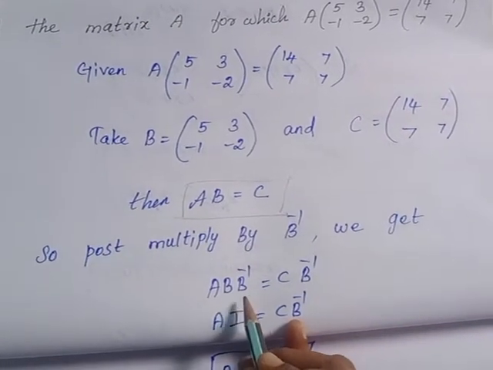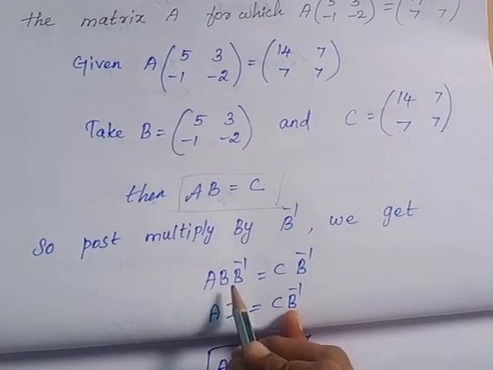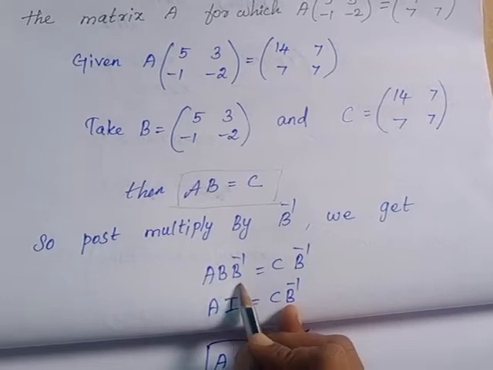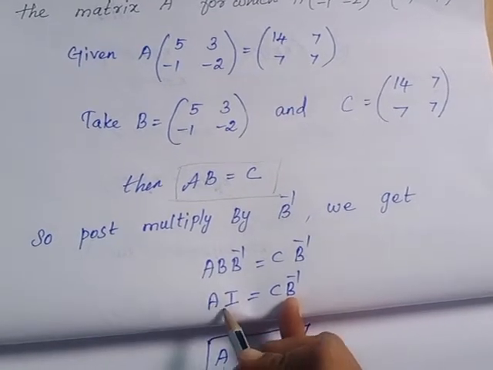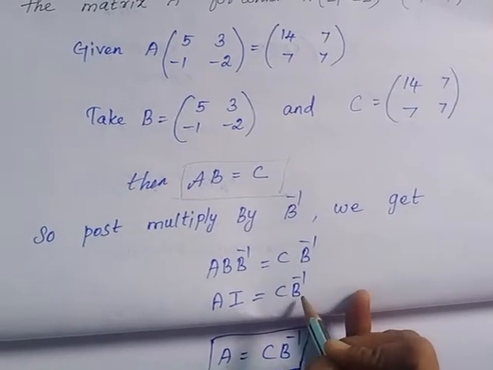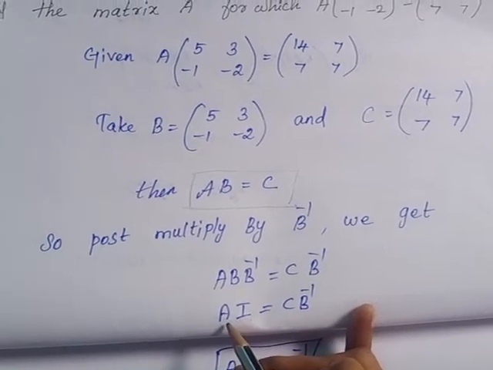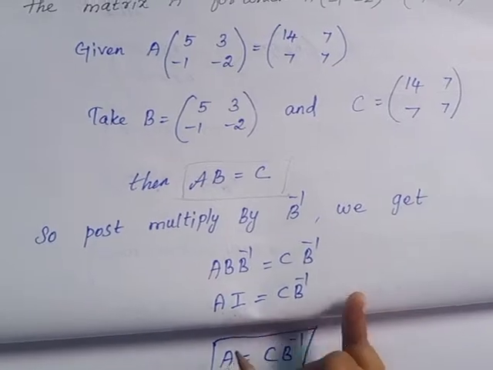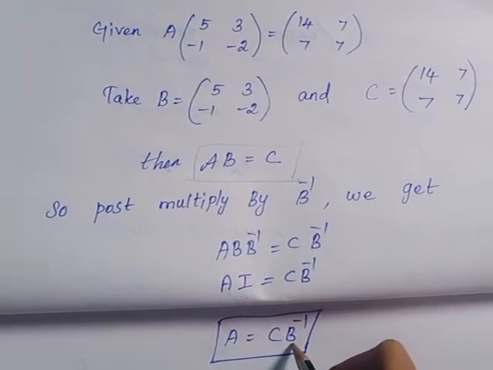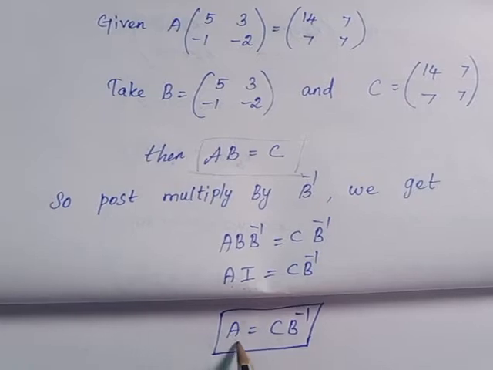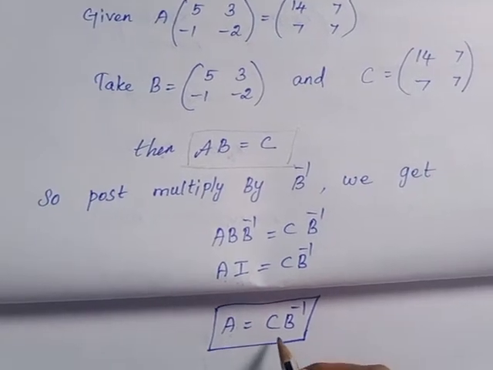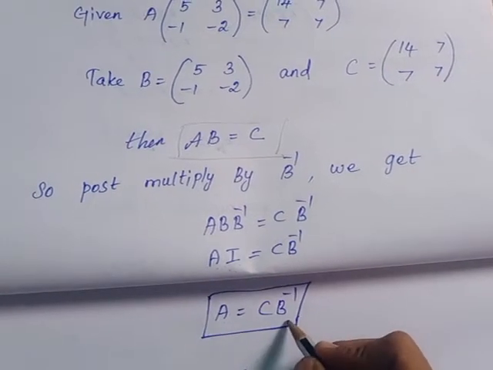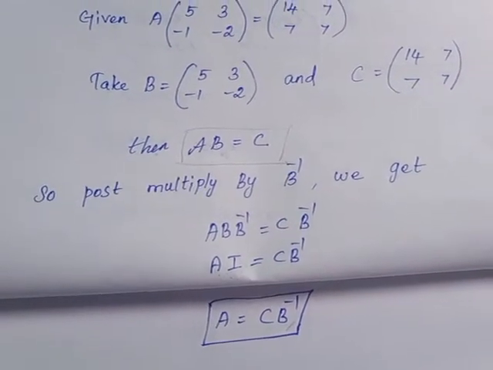We know the result: a matrix and its inverse product gives an identity matrix. So B B inverse is equal to the identity matrix. So A I equals C B inverse. The product of a given matrix and the identity matrix gives the same matrix. So A equals C B inverse. If you want to find the matrix A, you have to take the product of matrix C and B inverse. So first you have to find the matrix B inverse.